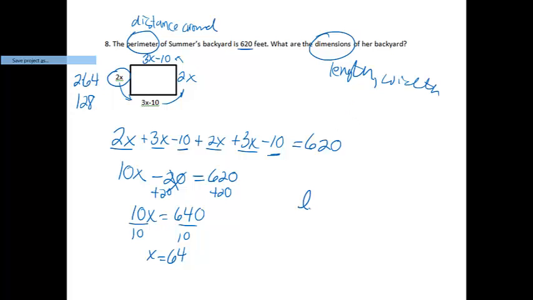So I'm going to come over here. We're going to put L equals 128 feet. So we found that one. Okay, and then the length is going to be the 3x minus 10. Well, again, we know that the x is 64. So I'm going to do 3 times 64, which I don't have my calculator out for. I believe it's 192. So we're going to get 192 minus 10, which equals 182. So the width is going to be 182 feet. And then there we go.